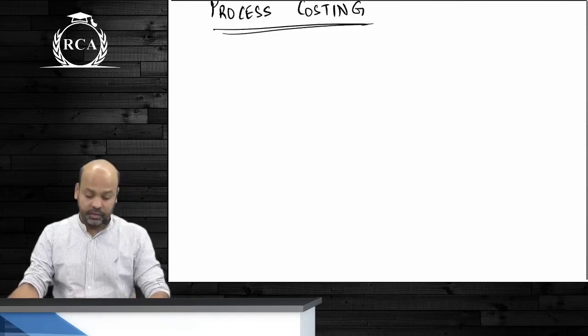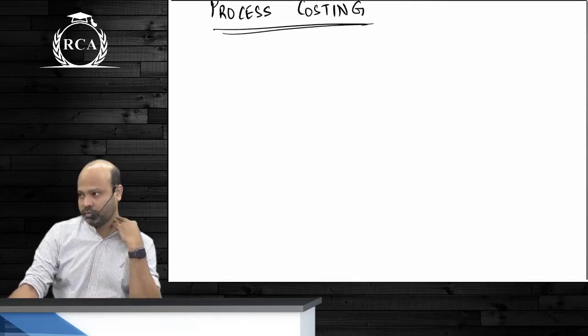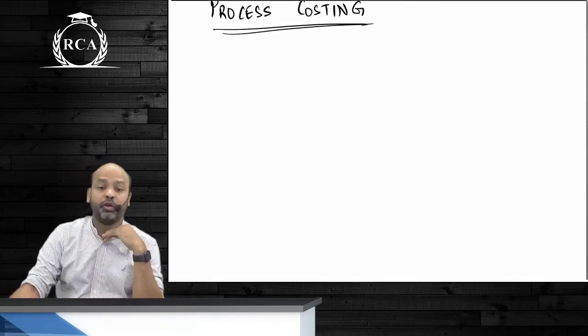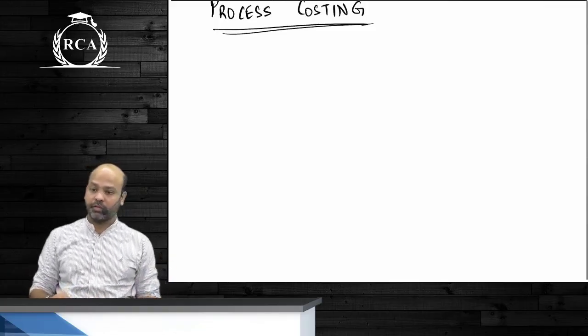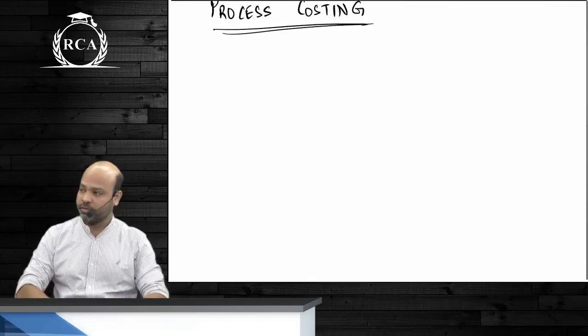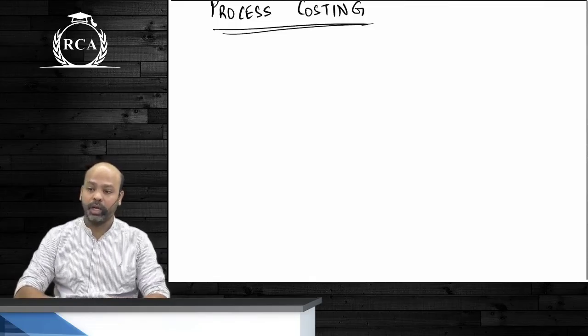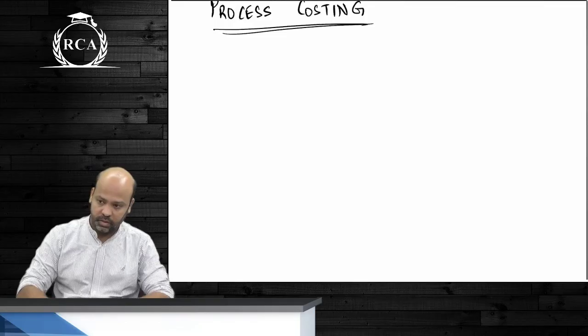Process costing, guys. So far, whatever we have done, guys, were the elements of cost and the techniques of costing. The elements of cost, guys, were material, labor, and other expenses.